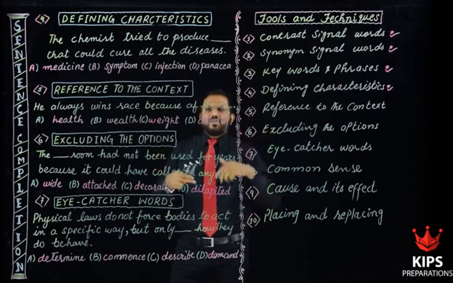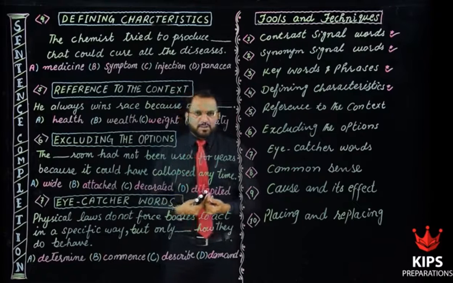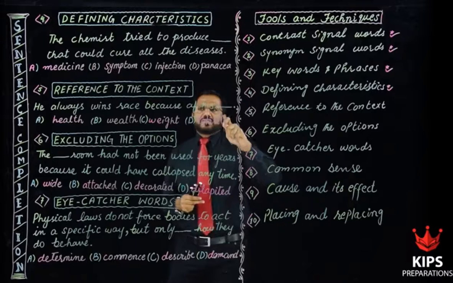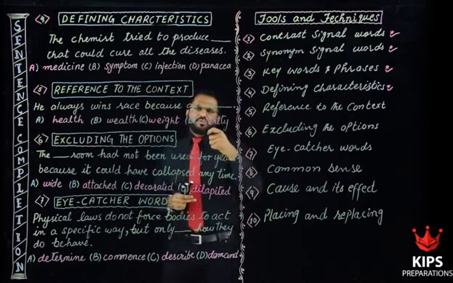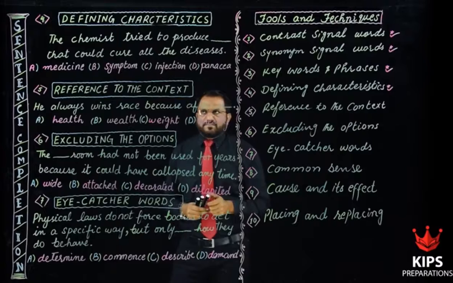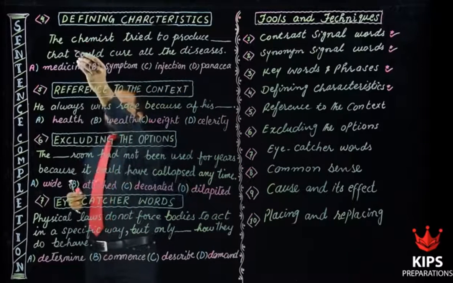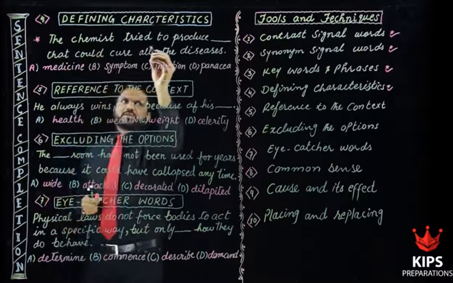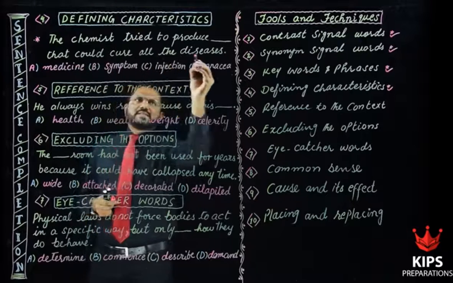This is how we go with sentence completion defining characteristics questions. So the crux of the matter is the definition of some word is written over there, and our job is to find out the word itself. For example, fourth point, defining characteristics. Let's look at this example. The chemist tried to produce blank that could cure all the diseases.